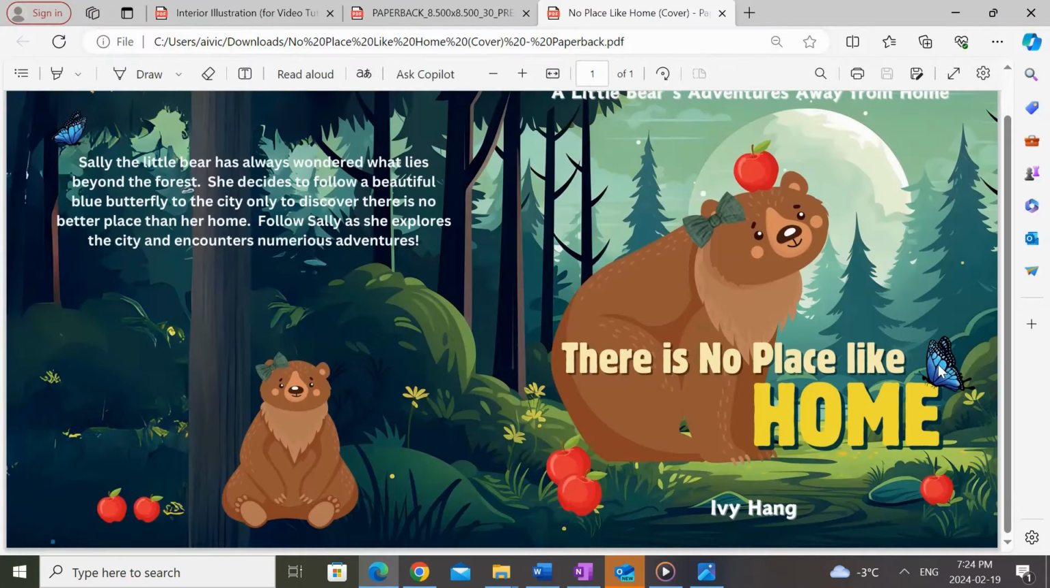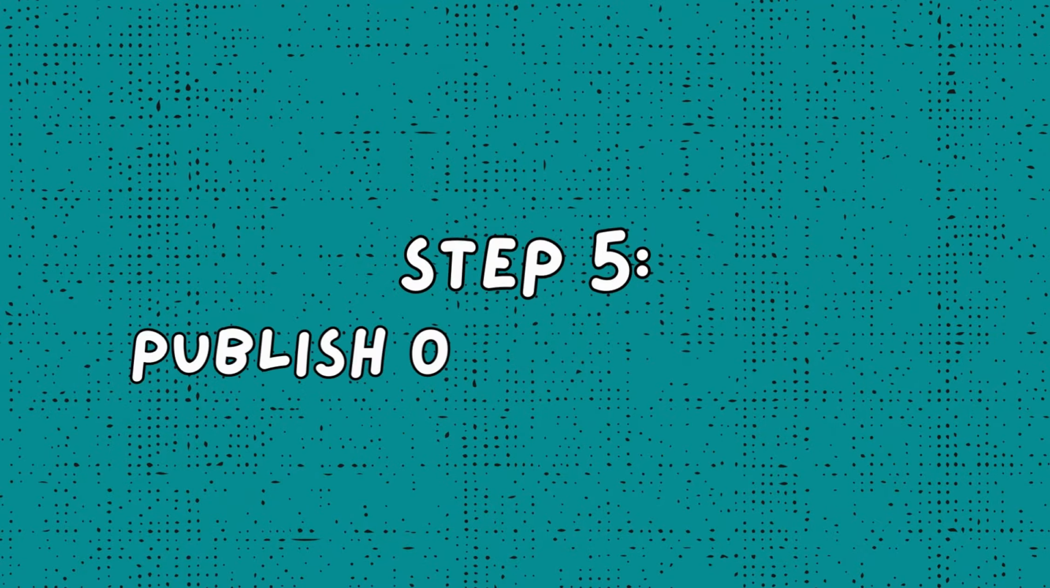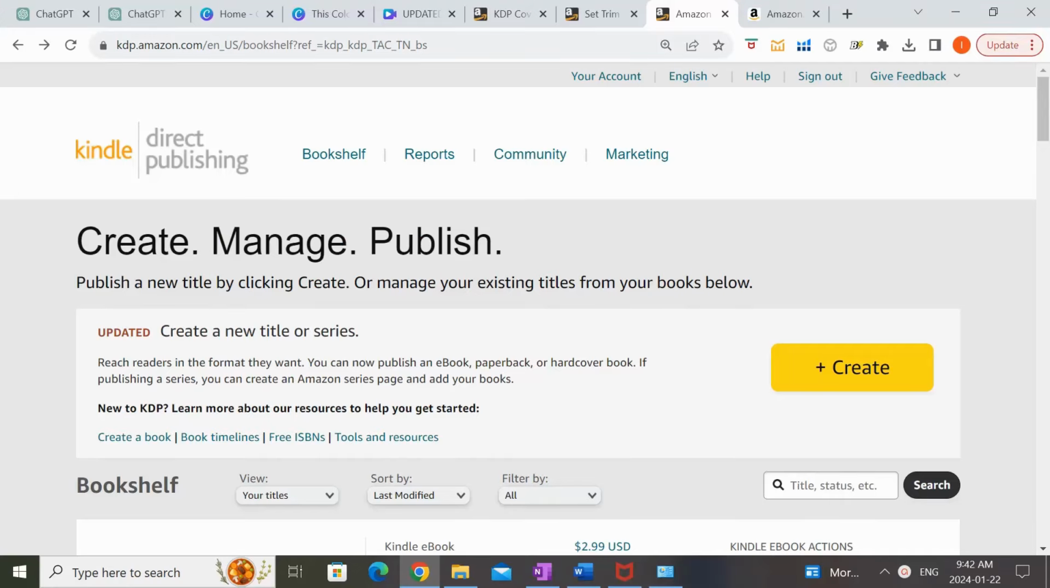And there we go. Now that we have our interior as well as our cover completed and downloaded, we're now ready to hop onto Amazon KDP to upload and publish our book. So once you have completed your book cover and your book interior and have downloaded those files from Canva onto your PC, we're now ready for our next step, which is uploading and publishing it onto Amazon KDP.